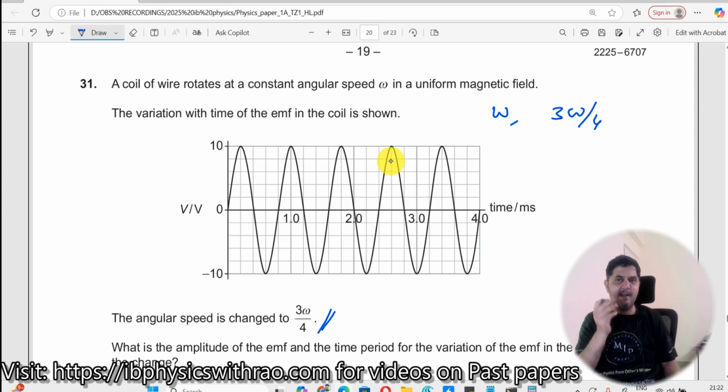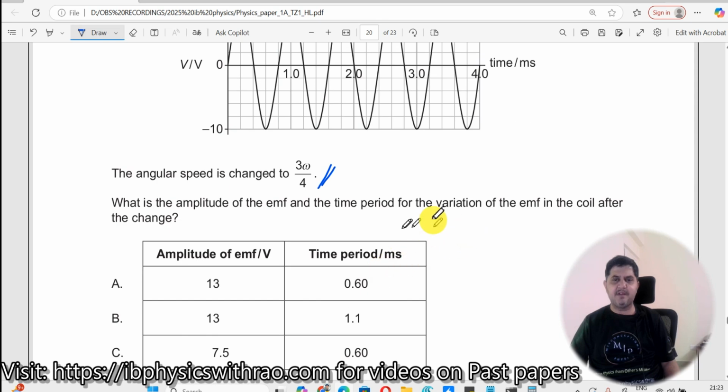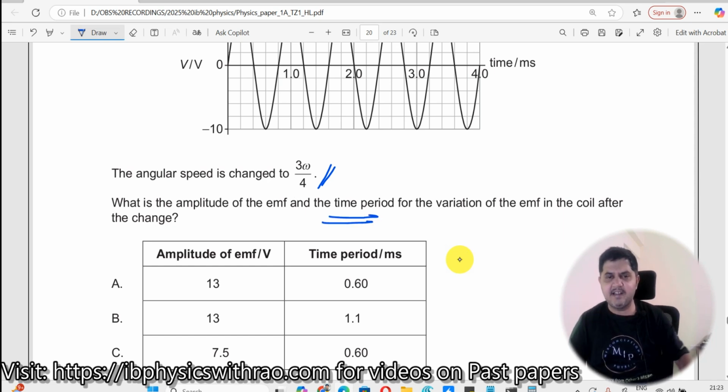Which means the rotational speed is now reducing. When the rotational speed is reducing, what will happen? The EMF will also reduce. Let us see. What is the amplitude of the EMF and the time period of the variation of the EMF in the coil after the change? What is the new EMF and what is the time period? The second part is quite easy to answer. Why is it quite easy to answer?